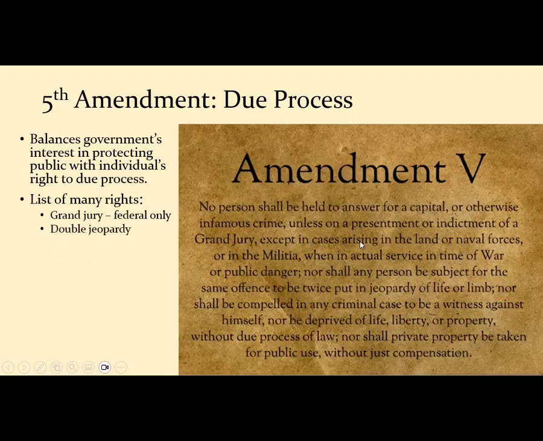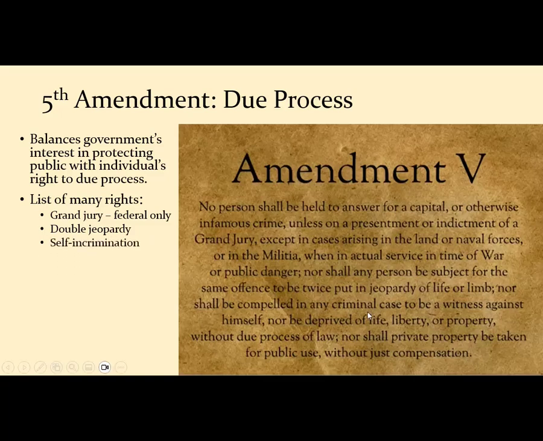Okay, next one. Double jeopardy. It says here, nor shall any person be subject for the same offense to be twice put in jeopardy of life or limb. That is the double jeopardy clause. It prevents a government from rearresting someone. So let's say they arrest someone, prosecute them, the jury acquits them, finds not guilty, person goes free. The government can't go back and arrest them again and try again with a different jury. That would be a violation of double jeopardy. So that's where that protection comes from.